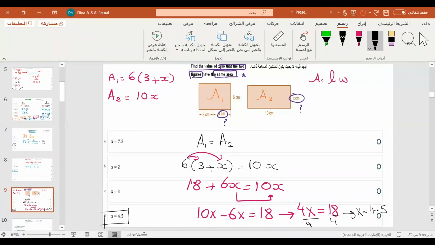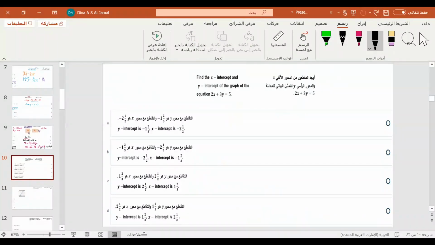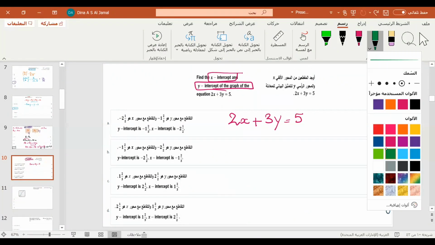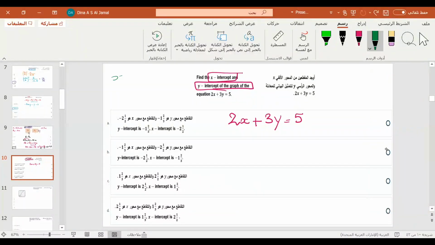Now let's go to the other question. Find the x and y intercept of the graph of the equation 2x plus 3y equals 5. So I would like to have the x-intercept and the y-intercept. Whenever I say x-intercept, that means I have a value of x but y is 0. For the y-intercept, it is the opposite: 0 for x, and there is a value of y.